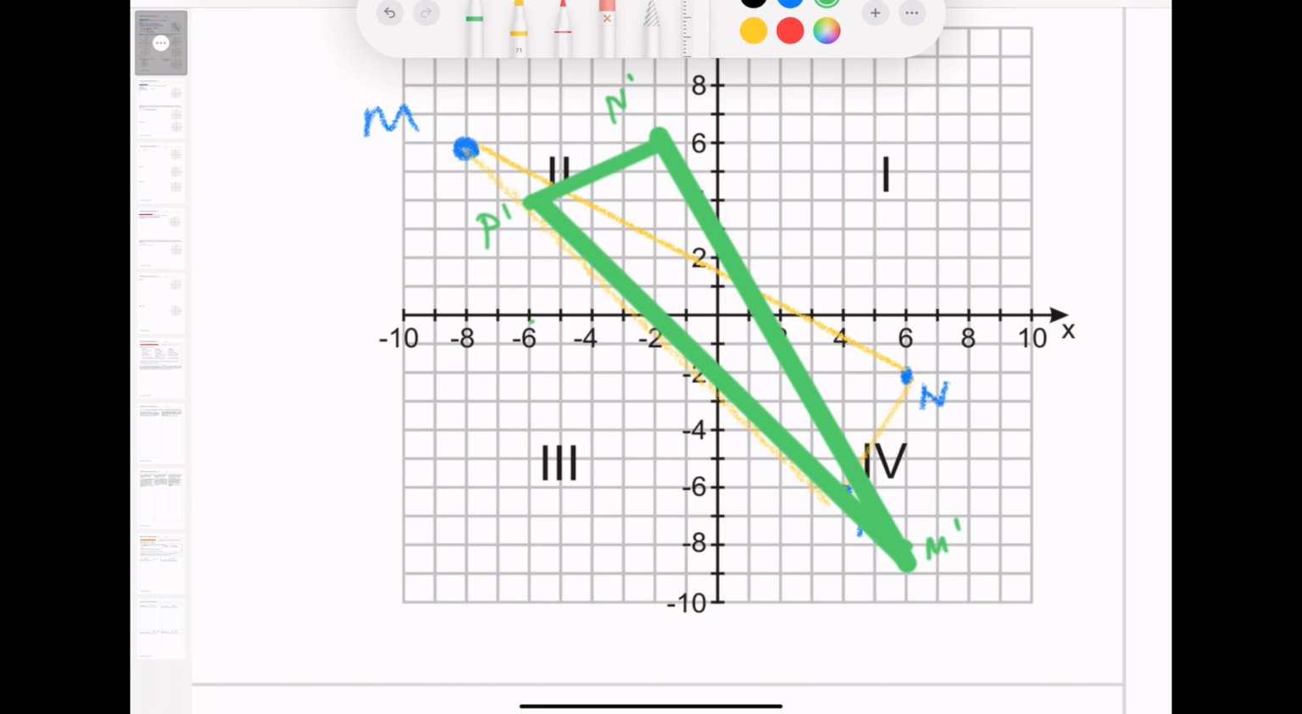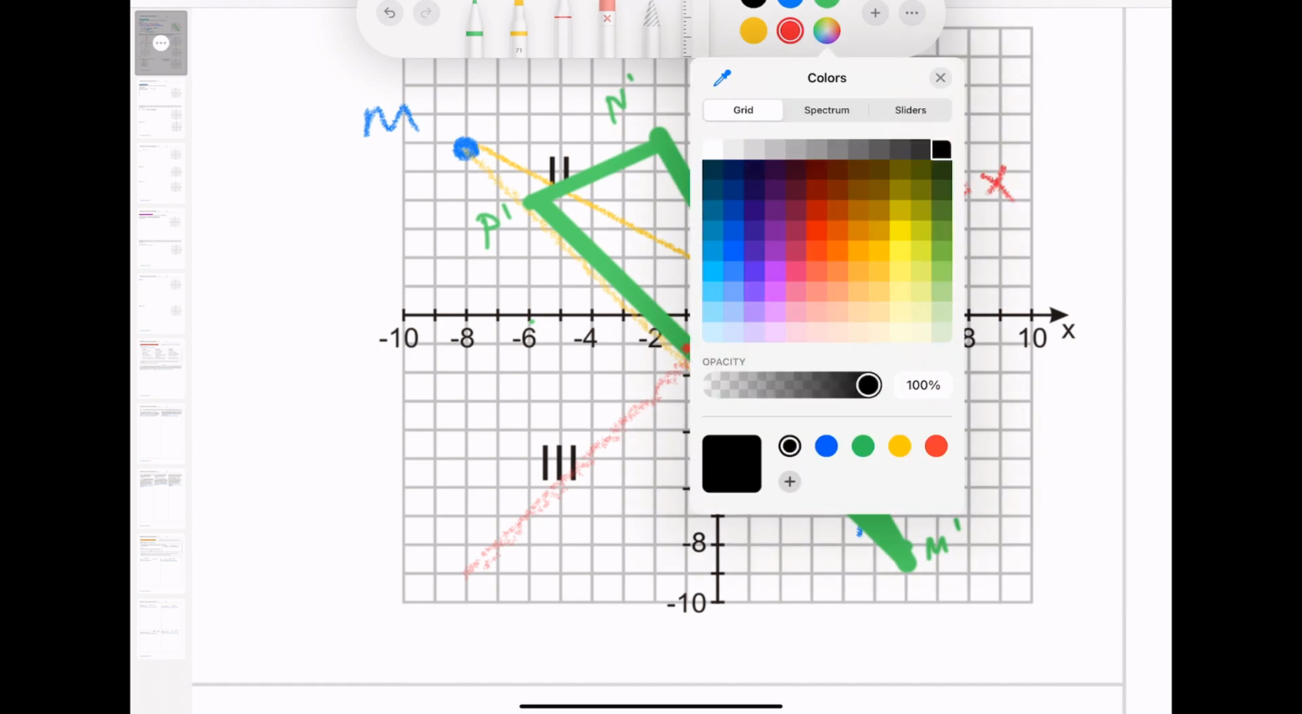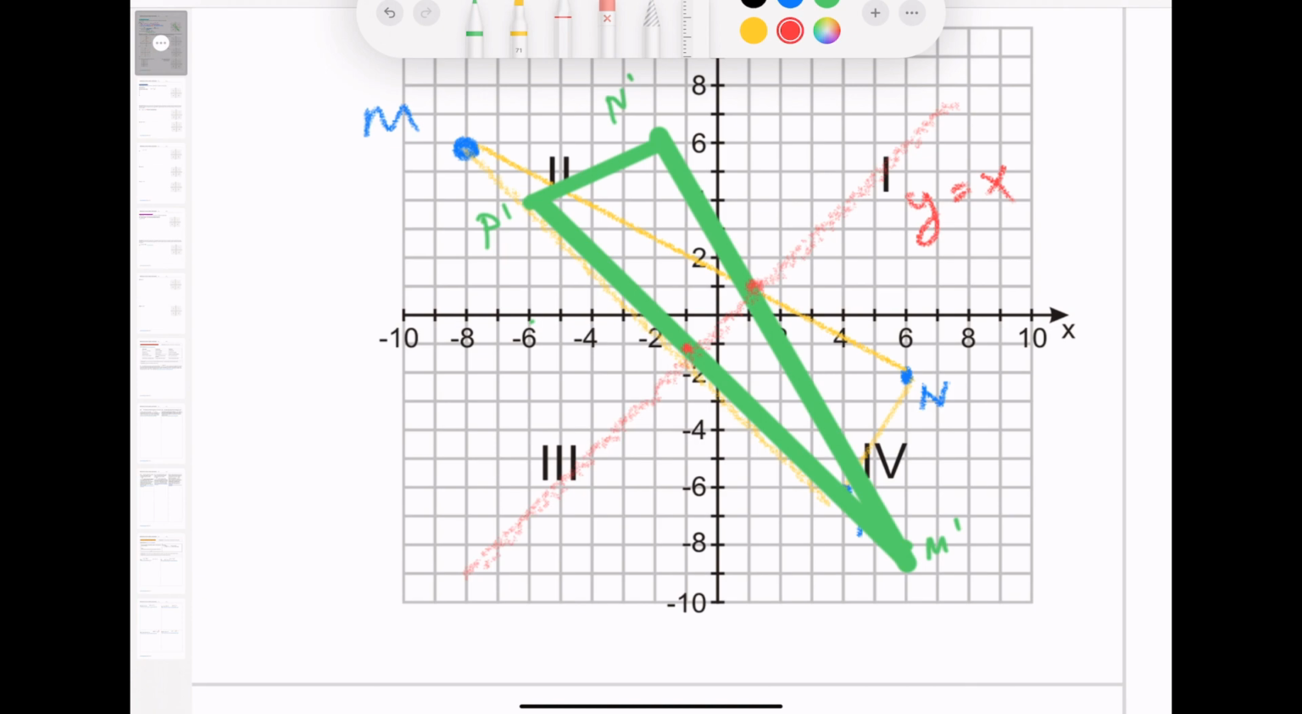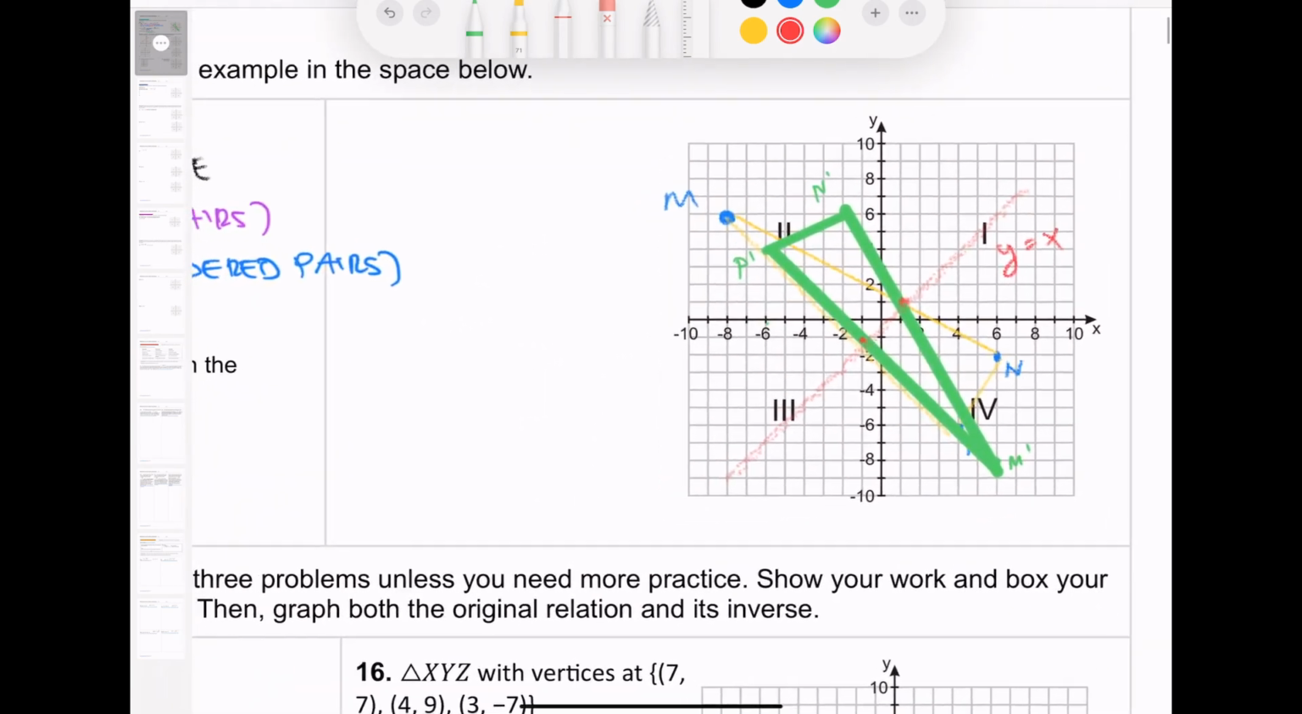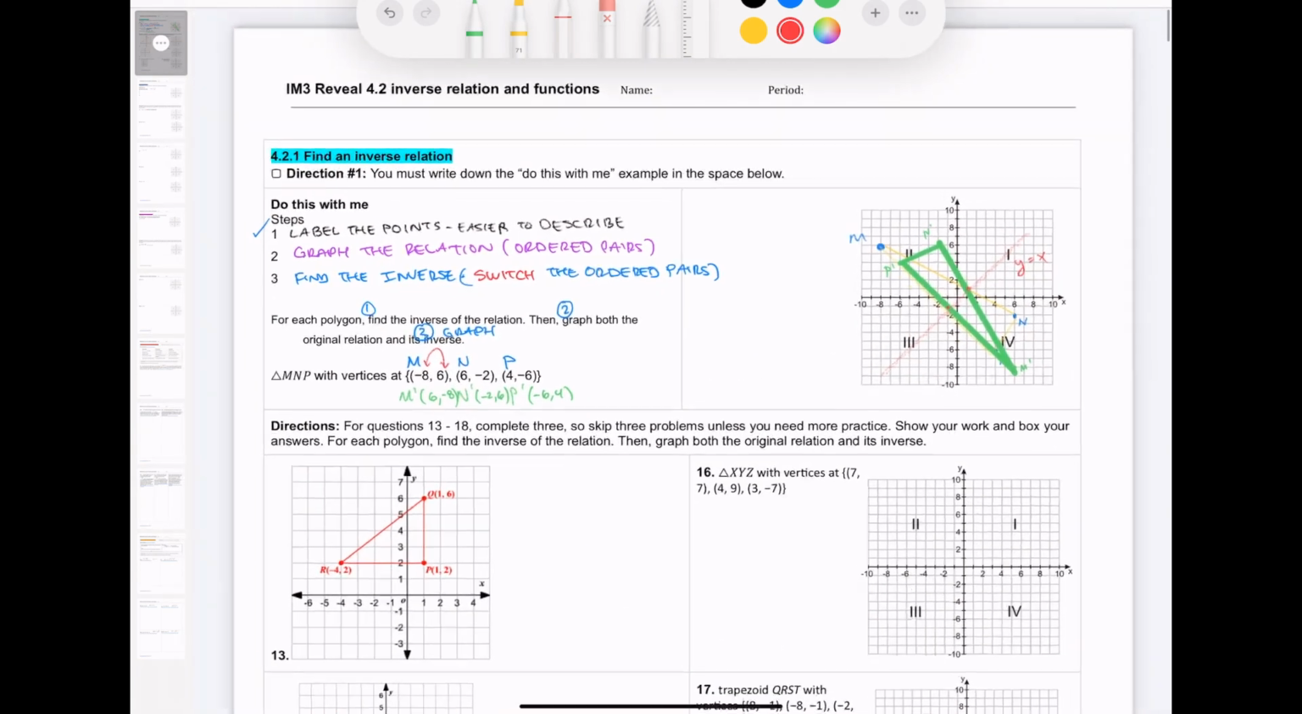And class, what is the inverse? What line is it? The red line, you guys remember? Y equals X. So I graphed the relation M and P. I found its inverse by switching the order of the X's and Y's, and I graphed both of them.